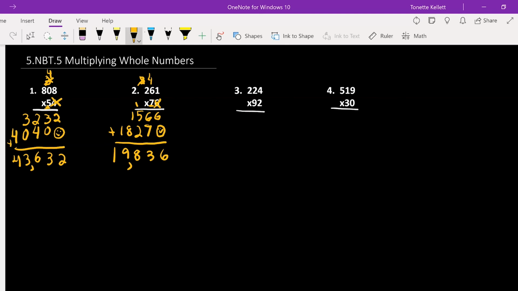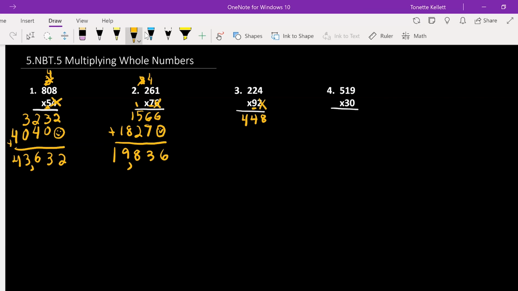All right, let's take a look at number 3. In number 3, we're going to ignore the 9, which is really 90. And we're going to start with the 2, which is in the ones place. 2 times 4 is 8. 2 times 2 is 4. 2 times 2 is 4. Cross out that 2. Nothing on top to cross out.